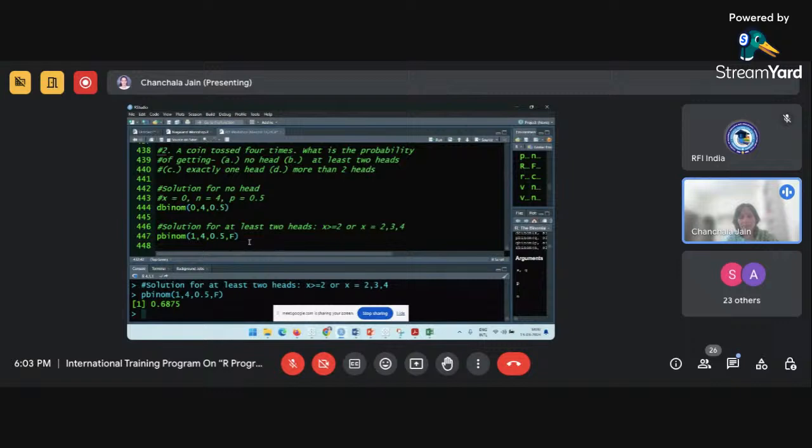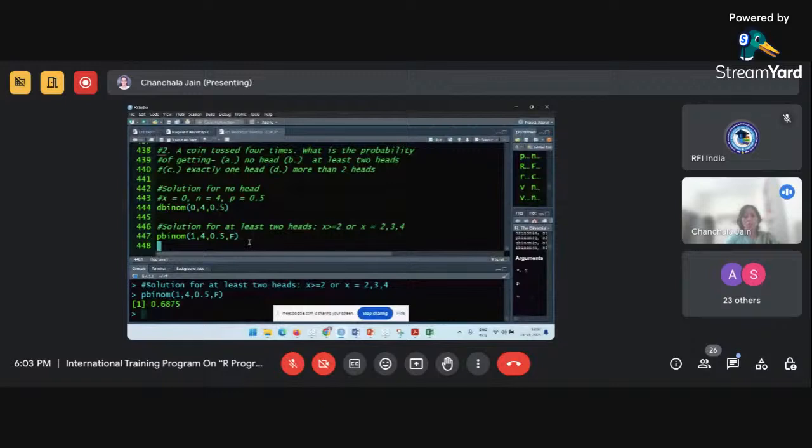Are you getting it? Yes, ma'am. Chanchala, the line 447 that you've written means we are looking for a probability of, if it would have been true, it would have been 0 and 1, the first argument. And if it is false, it will go on the other side, 2, 3, 4. Is 1 included or not? 1 is not included. Okay, fine.